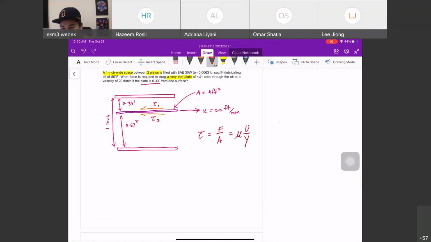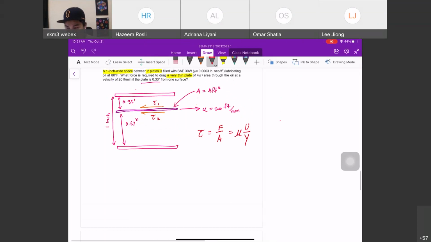Okay, my screen freeze or not now? Okay, right? Everyone, my screen okay so far?